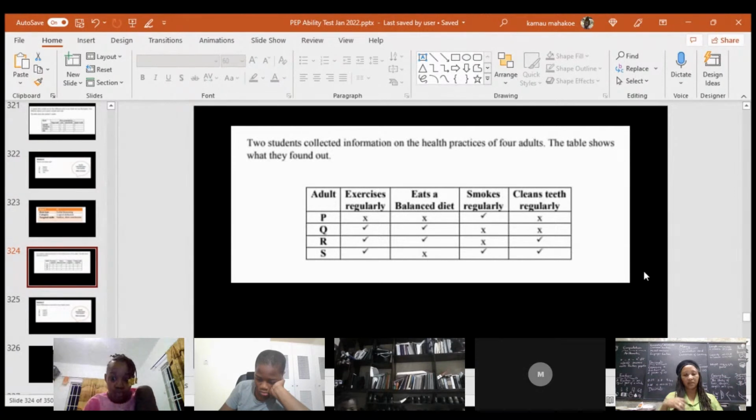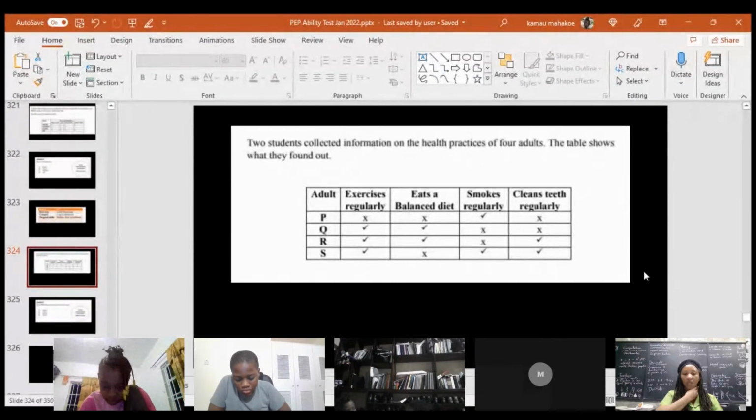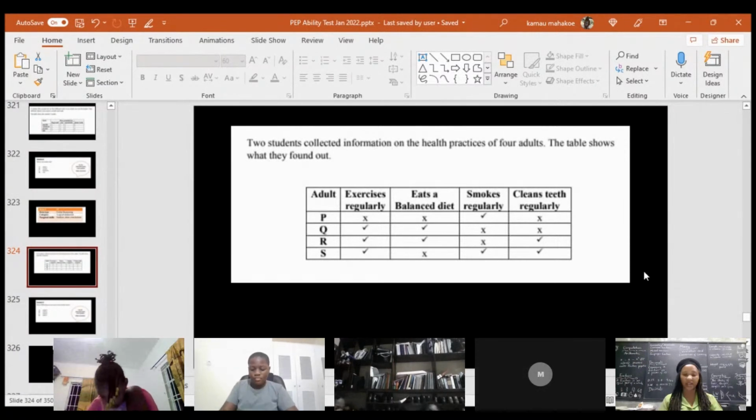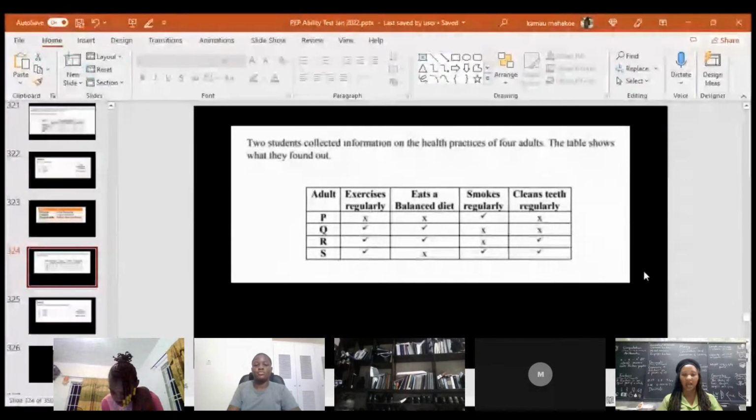All right. Go ahead. Just read the caption and then we'll study the table. Okay. Two students collected information on the health practices of four adults. The table shows what they found out. All right. So let's just look at the table, each person study it a bit. So it's four adults, P, Q, R, and S, and they were asked whether they exercise regularly, eat a balanced diet, smoke regularly, and clean their teeth.